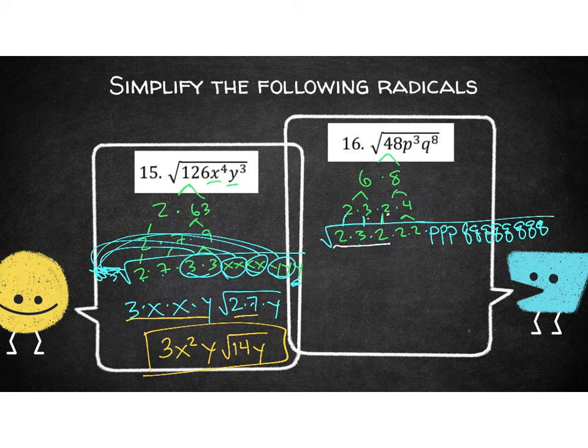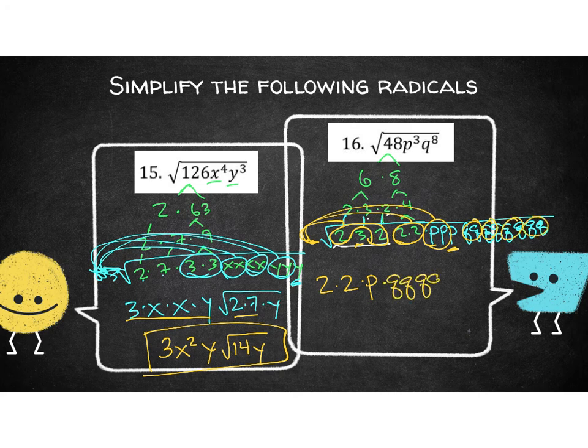There's my radical. Here's my pairs. So I've got a pair of 2's here. They're not next to each other, but it still counts as a pair. I have a pair of 2's there. My 3 is left underneath. So I've got one set of 2's, another set of 2's. Now I've got a pair of p's. This p is by itself. And I have 1, 2, 3, 4 pairs of q's. Underneath the radical, I have that 3 left over and a p left over. So let's put it all back together. This gives me 4p q to the 4th square root 3p.